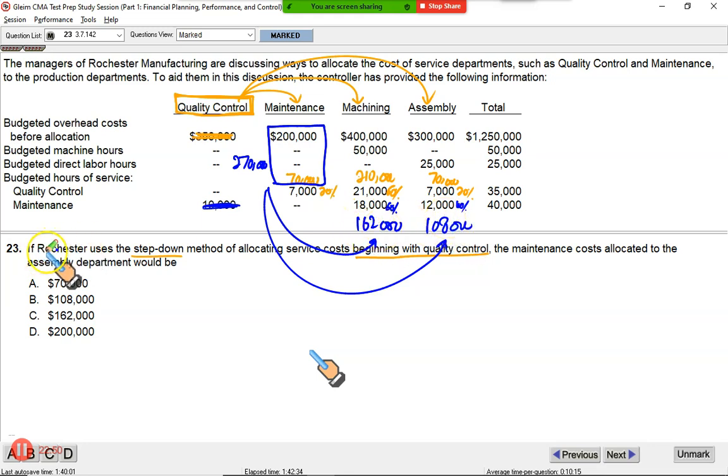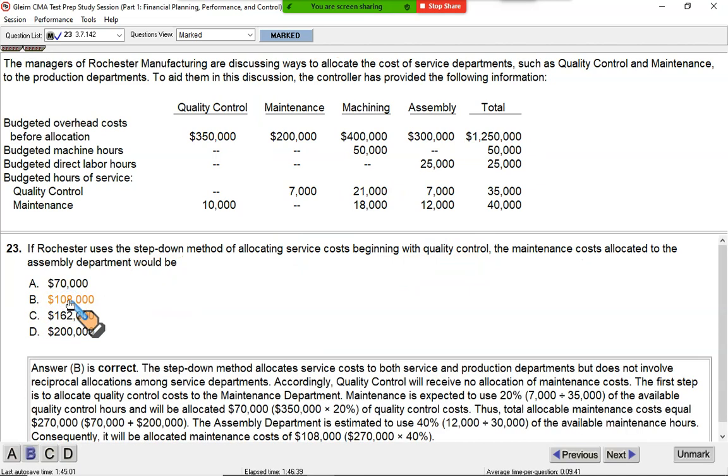The question says, if Rochester uses step down method of allocating service cost beginning with quality control, the maintenance cost allocated to assembly, how much of the maintenance cost goes to assembly? Remember, maintenance cost is total 270, and out of that 270, 108 goes to assembly. Just this. Out of this 270, $108,000 cost of maintenance goes to assembly. So that makes B the correct option. It is going to be B.